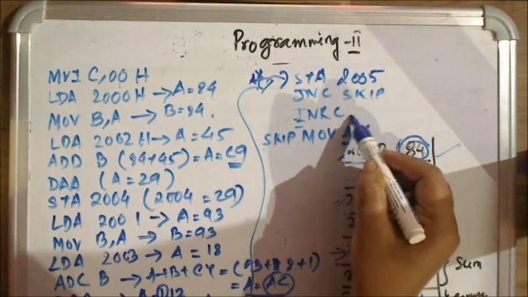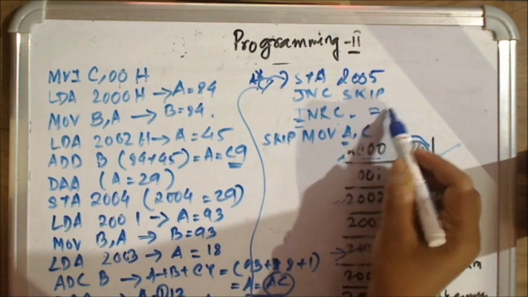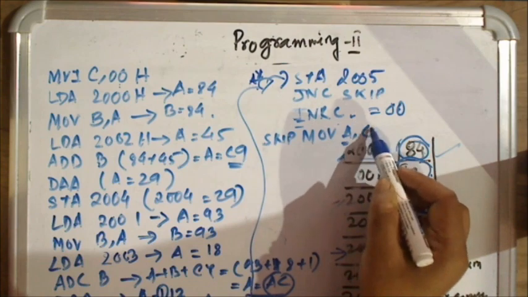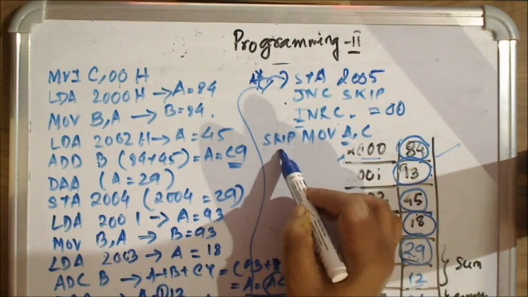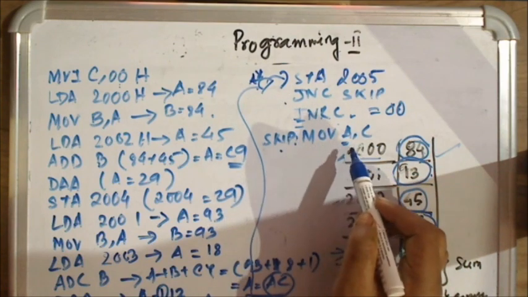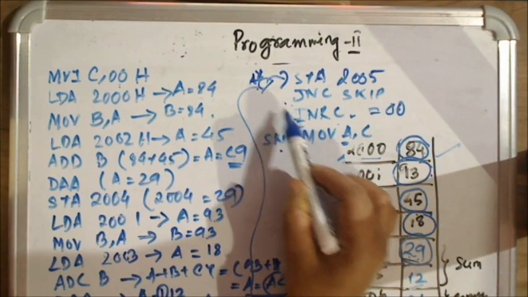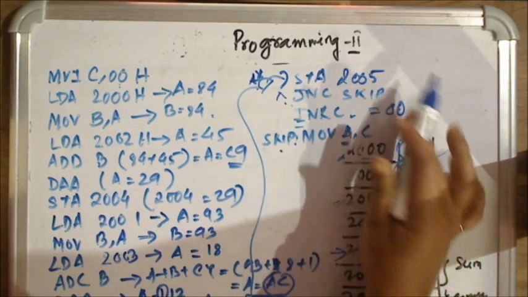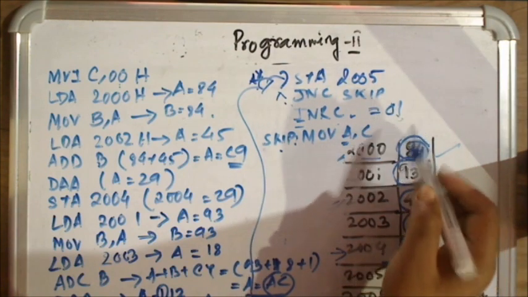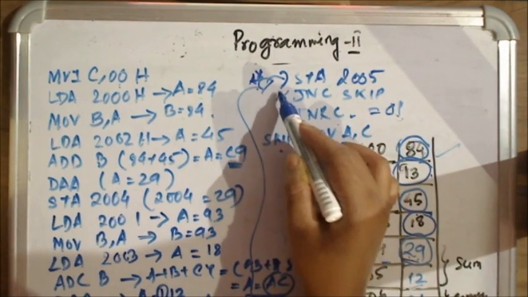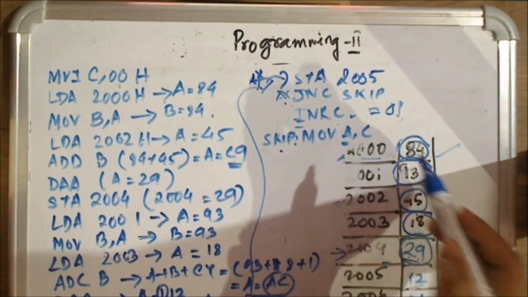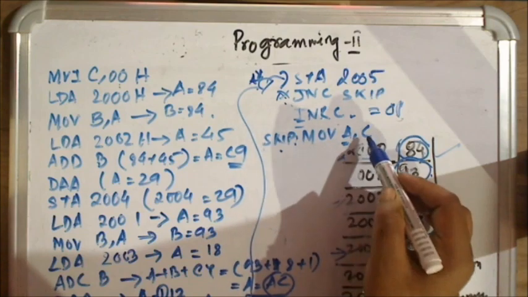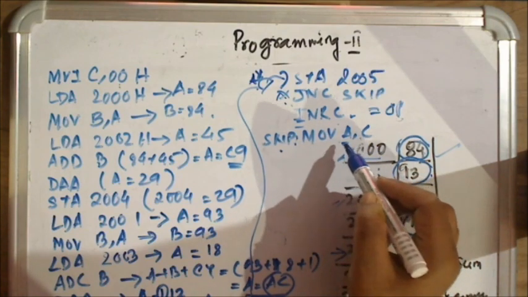If carry is generated, C is incremented. C will be incremented to 1. If carry is not generated, C will be 0. So whatever is the status of C, if carry is not generated, you directly jump over here. Move A comma C. But if carry is generated, then this condition will be false and C will be incremented to 01. In our case carry was generated, so this condition will be false. So C will be incremented to 01. Then this 01 will be copied to register A.